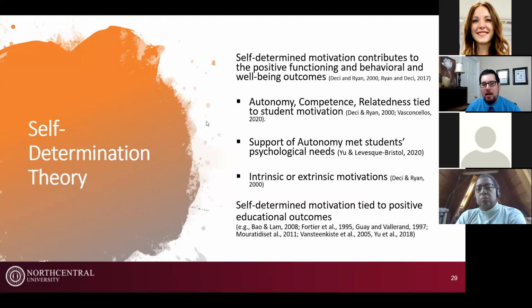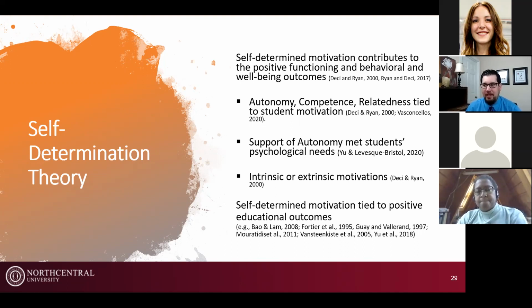Self-determined motivation, as described by Deci and Ryan, contributes to the positive functioning and behavioral and well-being outcomes of learners and people in general. Deci and Ryan suggested that learners have psychological needs in the form of autonomy, competence, and relatedness, each tied to student motivation. Supportive autonomy meets student psychological needs and encourages them to study for self-determined reasons, which are associated with higher learning performance.